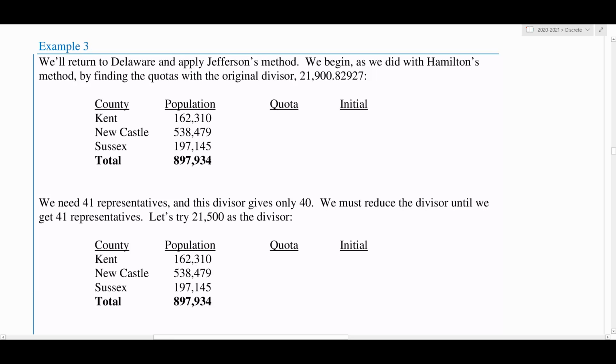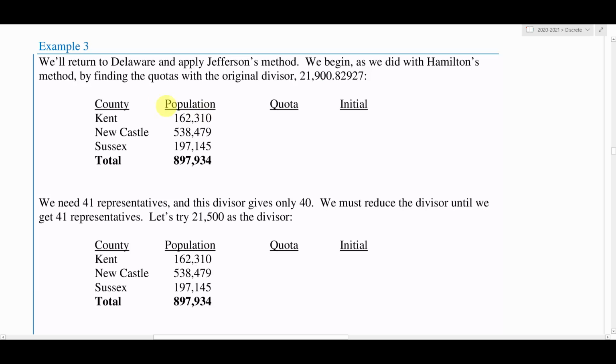We're going to go back to Delaware, and instead of apportioning Delaware's representatives to their counties based on Hamilton's method, we're going to use Jefferson's method. Jefferson's method starts off very much the same. You might remember me yesterday talking about how all of the apportionment methods essentially start off with the same two things. First, we have to find a divisor, which we already know from doing Hamilton's method on this same state was 21,900.82927. And then we need to find the quotas.